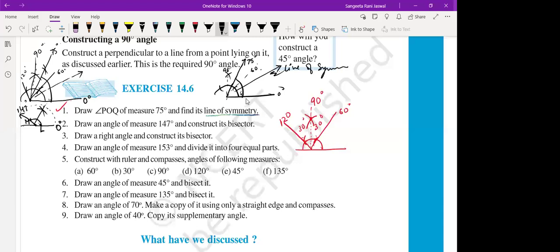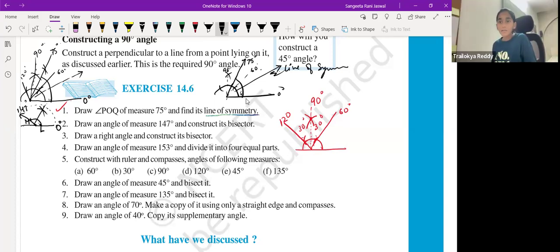Ma'am, do we need to write the steps for that also? Yes, yes. Trilokya, if you're finished with the first one, start doing the second. Ma'am, I already started the second one, ma'am. Good, beta.